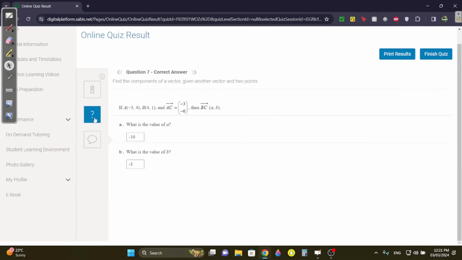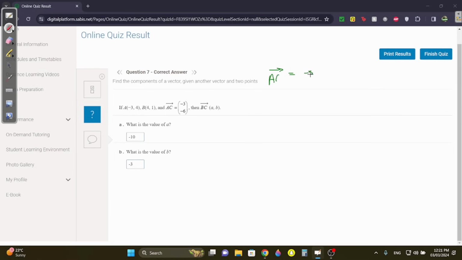Question 7. Here they gave you A is minus 3, 4. B is 4, 1. And AC is minus 3, minus 6. They want BC, AB. Okay, that's a lot of letters, but bear with me. A, B, and we have a third point C, right? That's common. Without point C, it's going to be very hard to solve. So let's find point C.